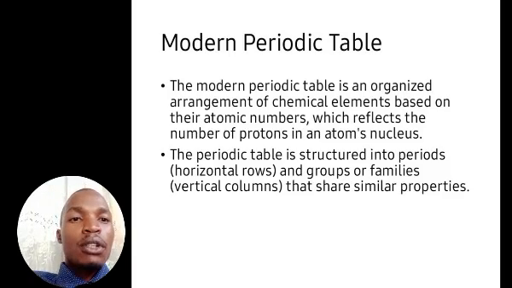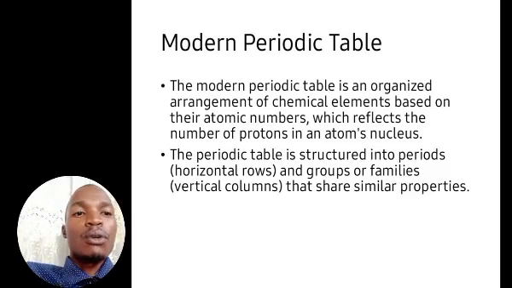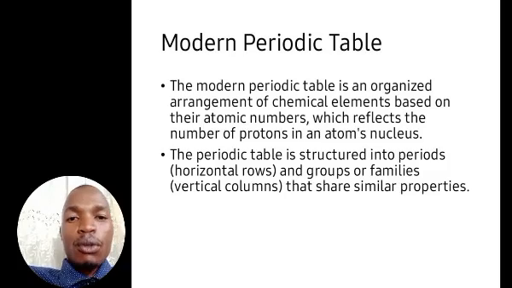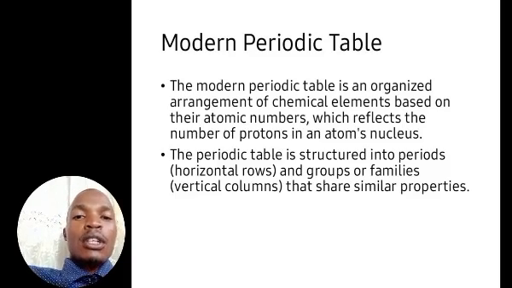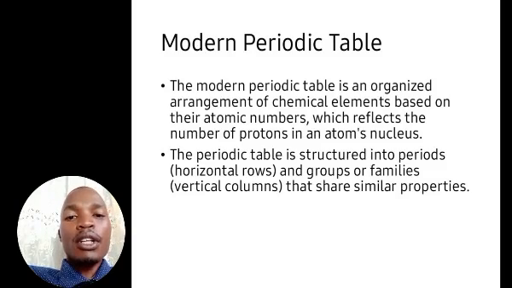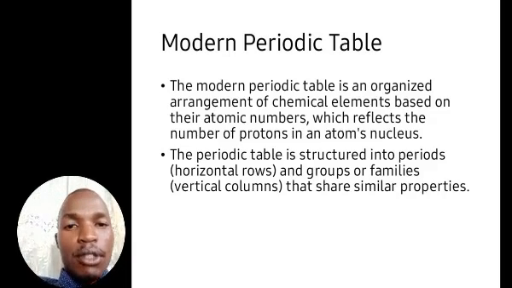Now, the modern day periodic table is an organized arrangement of chemical elements based on atomic numbers, as I have said, which reflects the number of protons in an atom's nucleus. The protons are located in the nucleus, like we saw in atomic structure. Electrons are located in the energy levels, and neutrons are also located in the nucleus. So what gives this atomic number is the number of protons in the nucleus of each and every element that we have in chemistry.